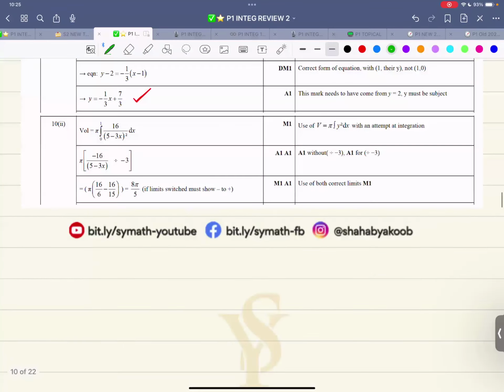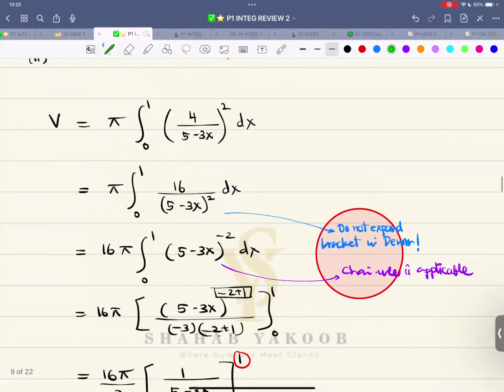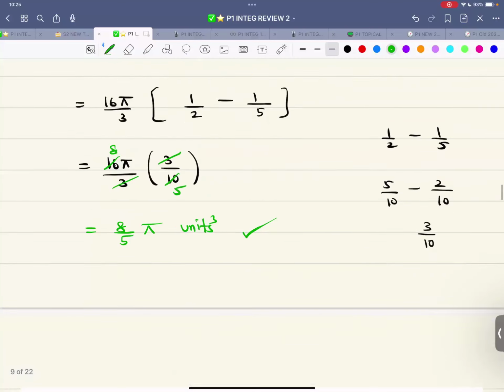Let's double check. 8 pi over 5, yes. And it's all good, all clear. So that is the working for this particular question.